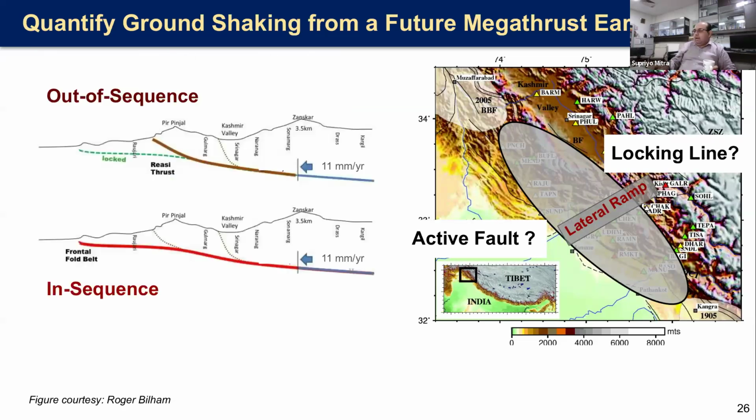The reason why you need to do this is because then it will give you an understanding of the earthquake being either in sequence, which means it's going to break the entire fault and come out through the front, producing a much bigger earthquake, or it could be out of sequence where it short circuits through a fault within the mountain range and would be a smaller earthquake.